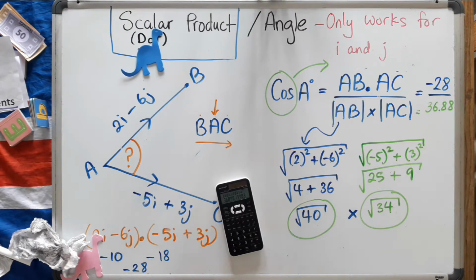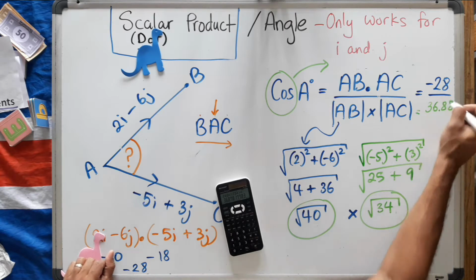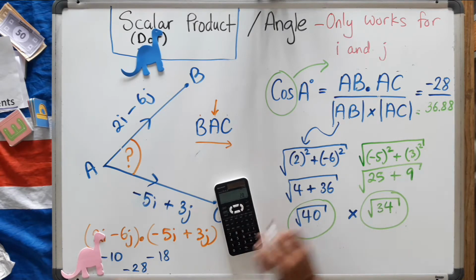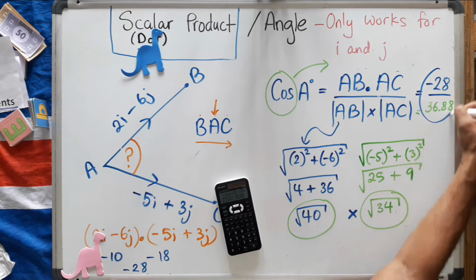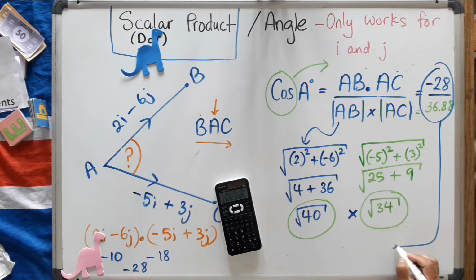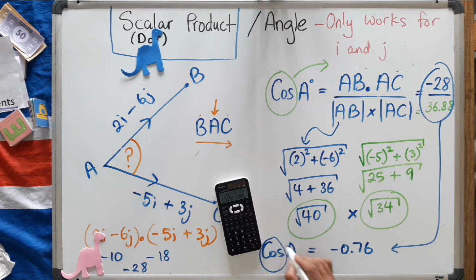So I'm running out of space here. Let's see. Negative 28, don't forget the negative sign, divided by 36.88. When we work this out, I'm going to put it down here, we will get minus 0.76, and this is equal to cos A. We want to solve for A, so we throw across the cos to get cos inverse.